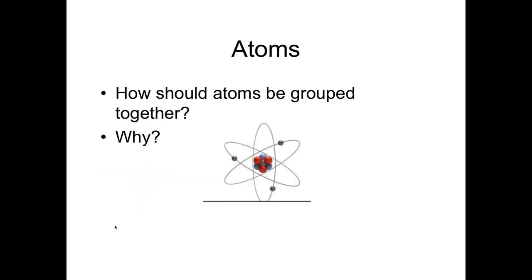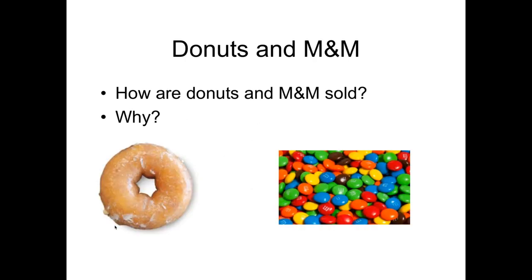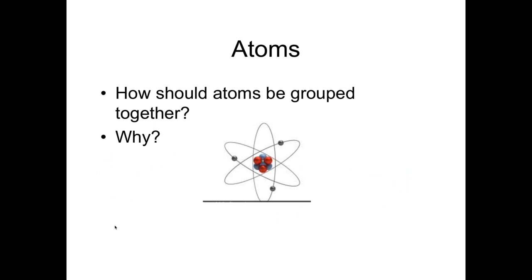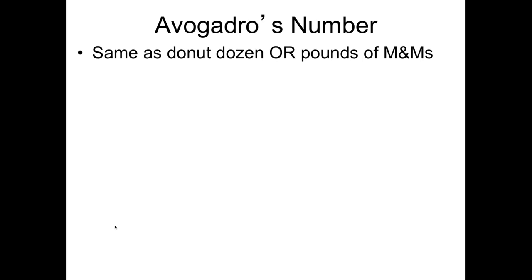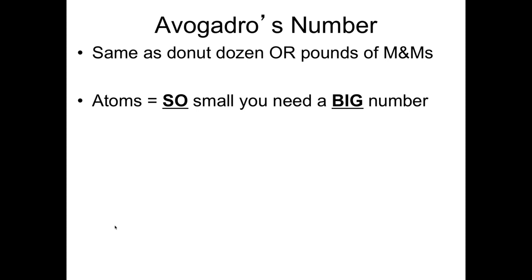And atoms are the same. It's just that an atom is way smaller than a donut and much smaller than an M&M. So therefore you need a really large number to make that happen. And the large number that we have is what's called Avogadro's number. So it's the same as a dozen donuts or a pound of M&Ms. And again, atoms are so small, you need a really big number to get easy numbers to work with.